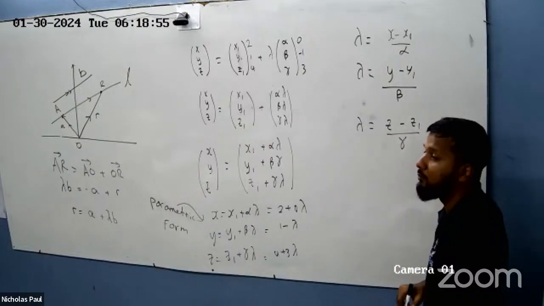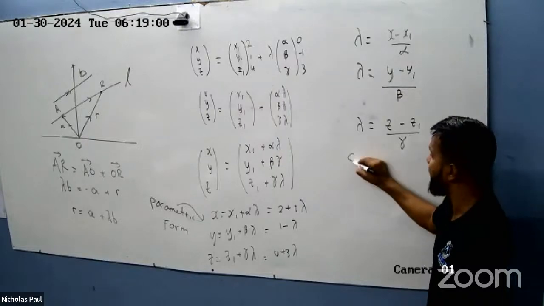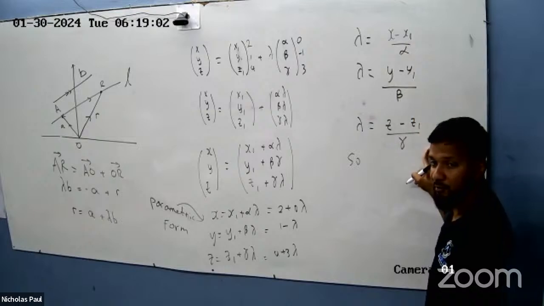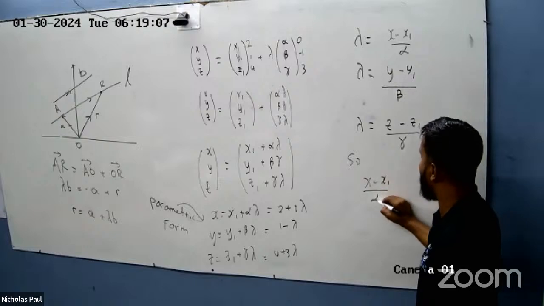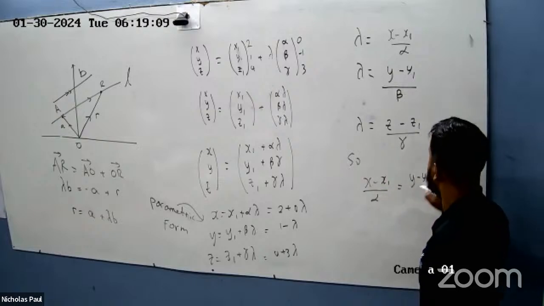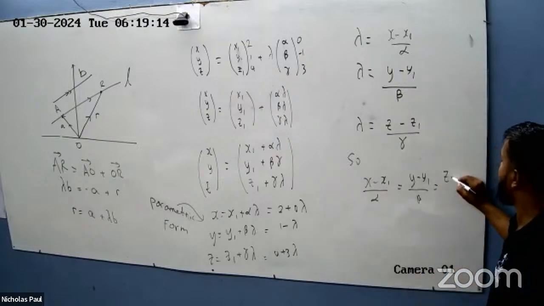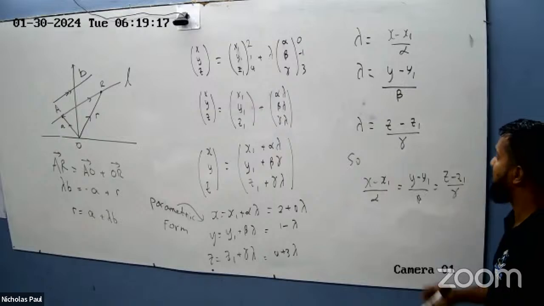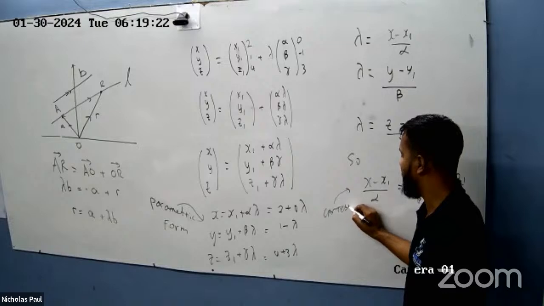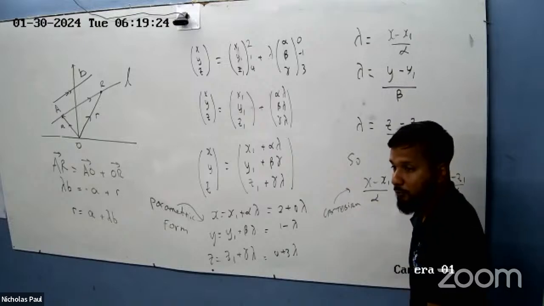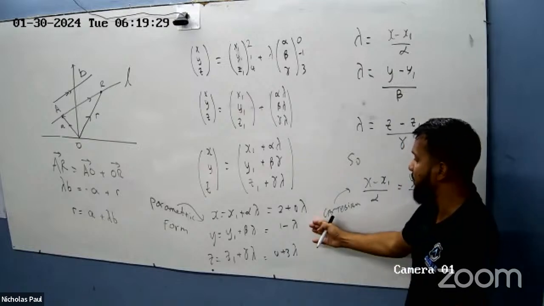Alright, so now that we know what lambda is, we can equate them, and they're all equal to lambda. So we will get x minus x1 over alpha, y minus y1 over beta is equal to z minus z1 over gamma. This here is your Cartesian. That's it. See how easy? Do that mentally from a past area.